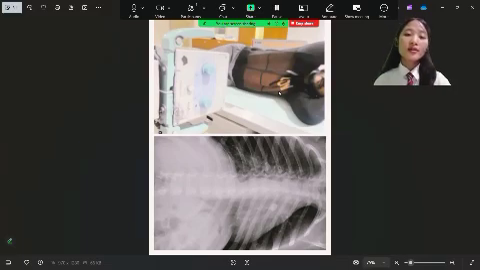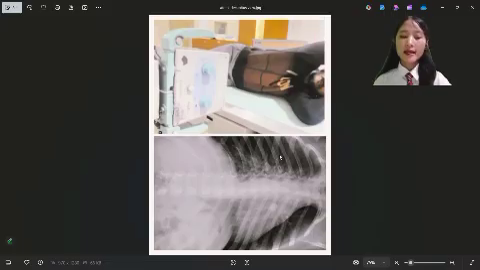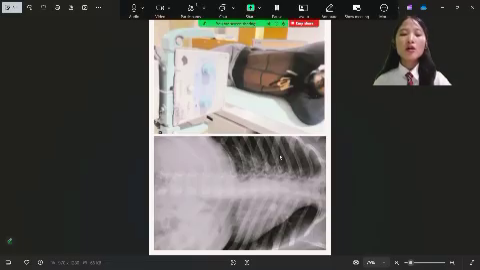So this view is particularly useful for detecting small pneumothorax that may be missed on a standard upright chest X-ray, because gravity causes air, which appears black on the X-ray, to collect along the upper side of the lung. So this is another kind of view that we can do for pneumothorax.